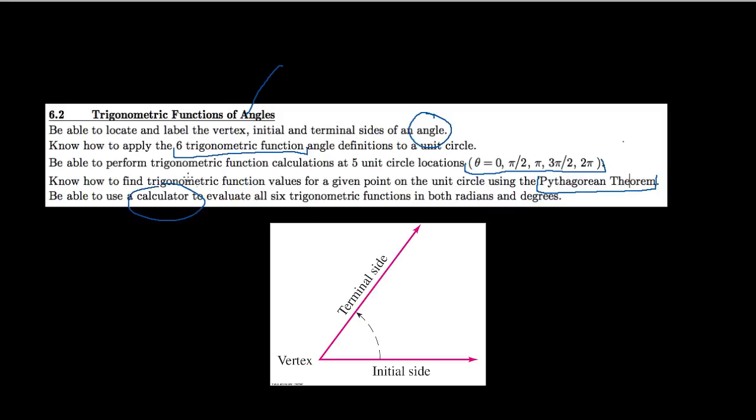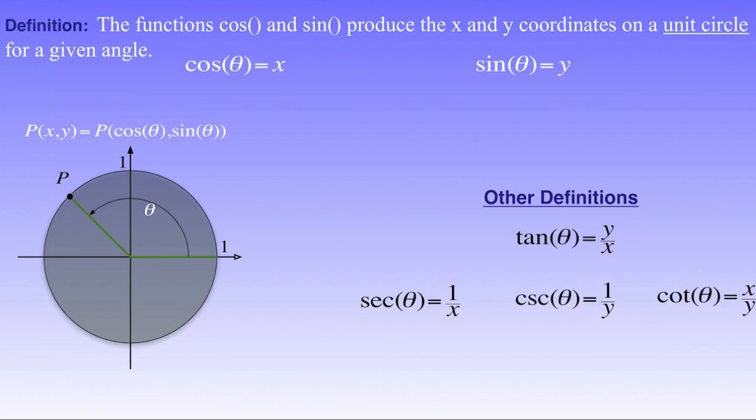on the calculator. So the first thing we need to do is learn 6 basic definitions. Cosine, sine, tangent, secant, cosecant, and cotangent are all functions. They take an input and produce an output. The input for each of those is going to be an angle, just like our Greek letter theta right here, and each of those produces a different output.